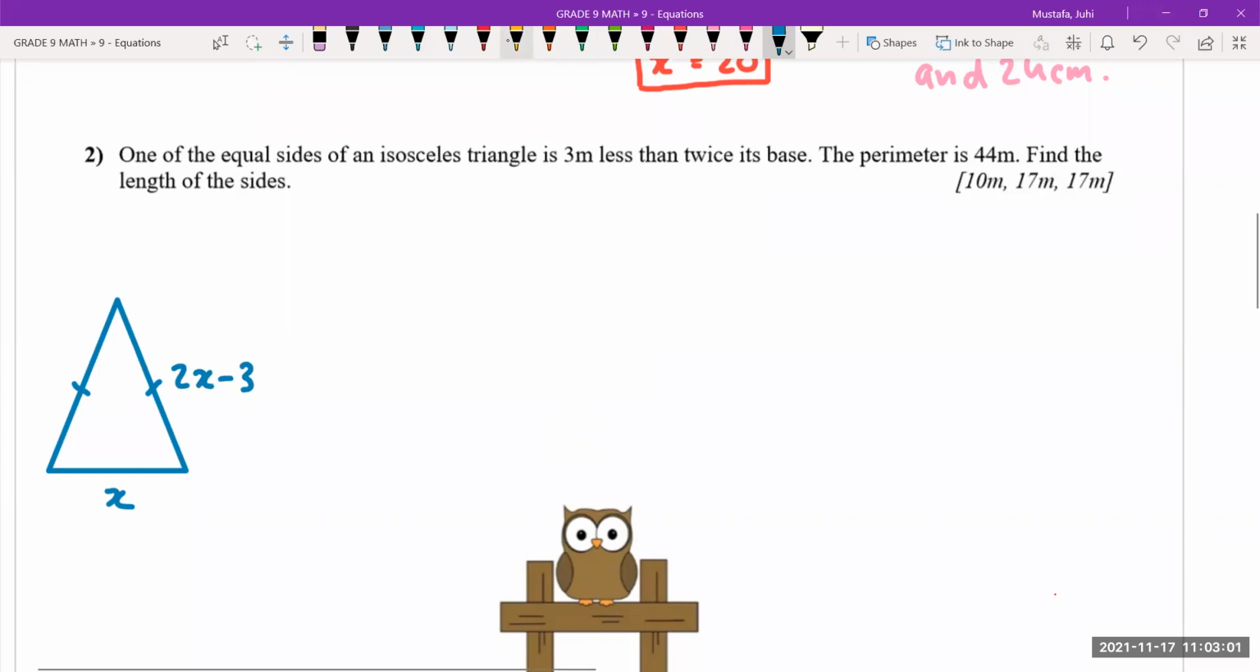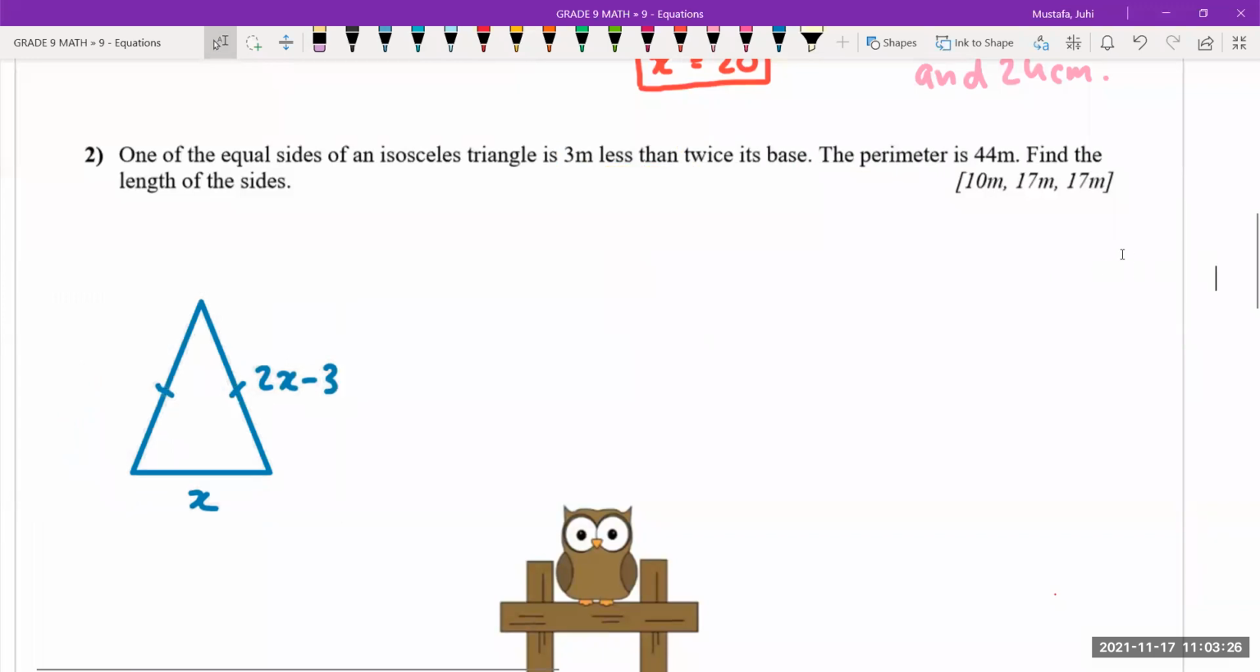I'll repeat my hint again. Whenever you have a question that has less than, you take this fact and this fact, and you write this first. So twice the base is going to be 2x. The words less than mean subtract, and then 3 meters goes here. It's always kind of like opposite. Now here's the cool thing. If you have equal sides and you find one of them to be 2x minus 3, what's the other one going to be? It's also going to be 2x minus 3.